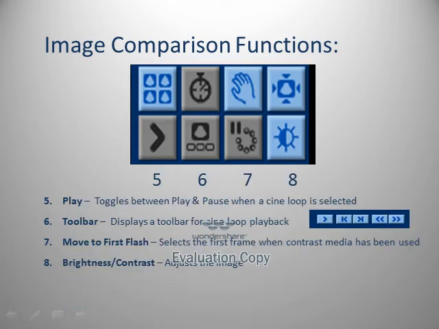A Cine Loop can be played. A toolbar for Cine Loop playback can be displayed. The 7th button will select the first frame if contrast media has been used. And the last button adjusts the image brightness and contrast.